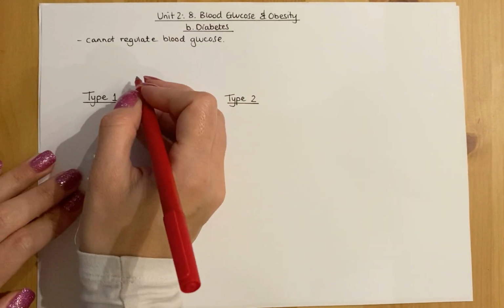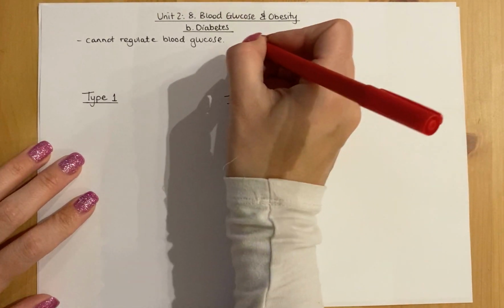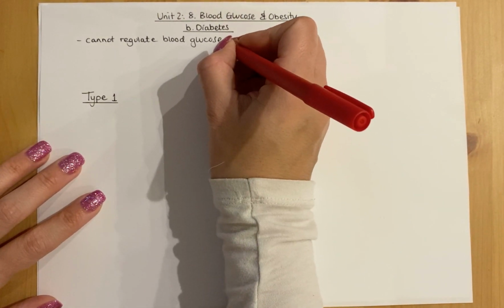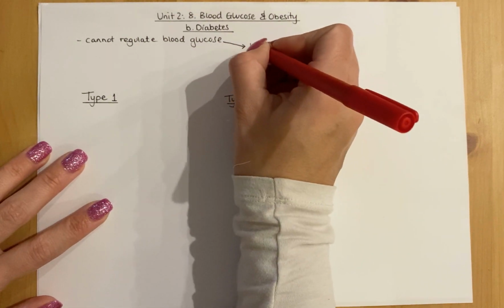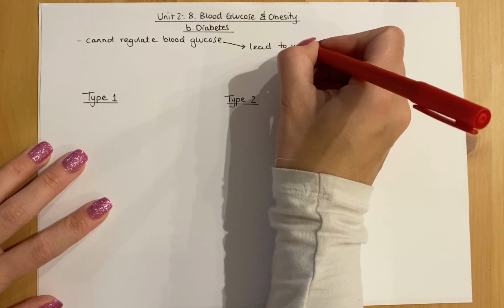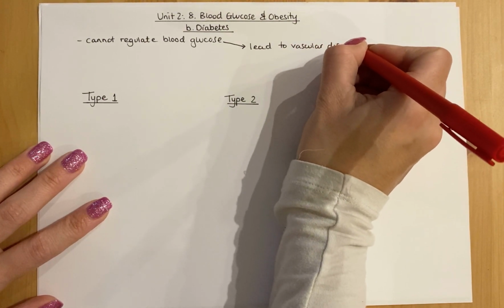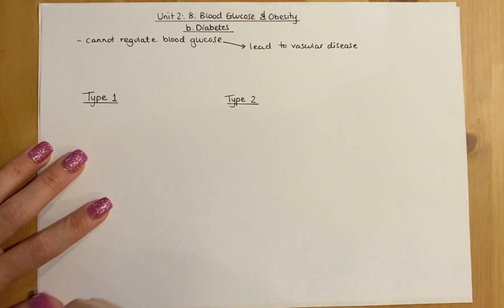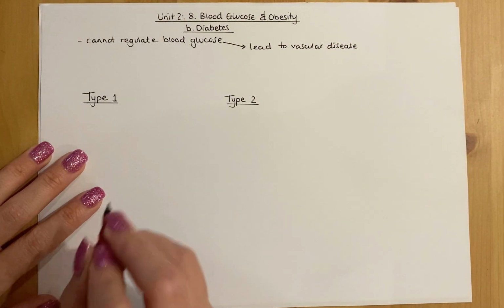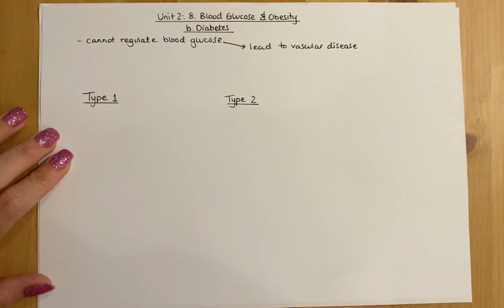Now the problem with that, and you'll have seen that in the previous video, is that if blood glucose is uncontrolled and remains high, it can lead to any kind of vascular diseases. So things like stroke, peripheral vascular disease, cardiovascular disease, things like that. Okay, and there are two types of diabetes, type 1 and type 2.